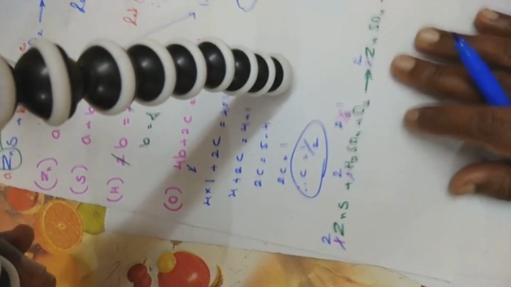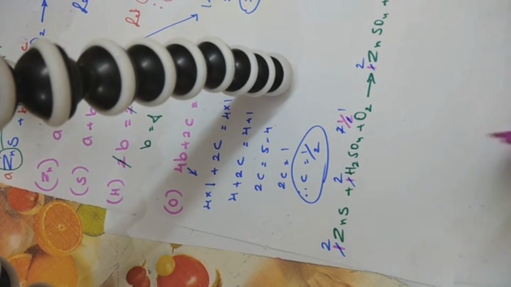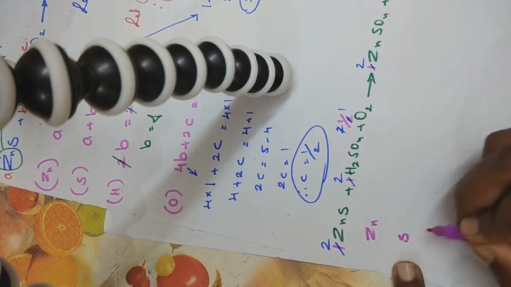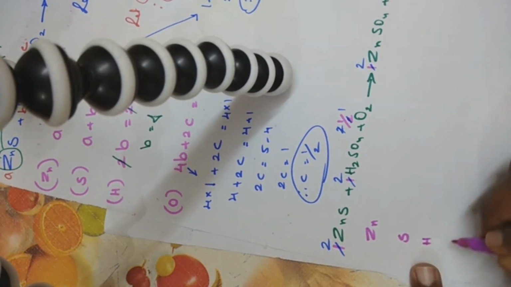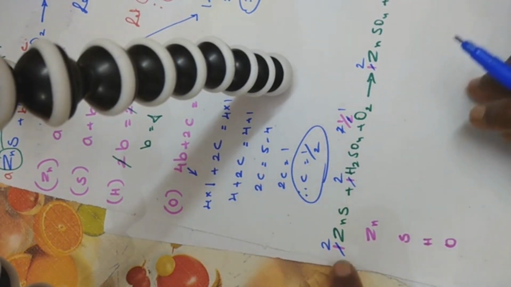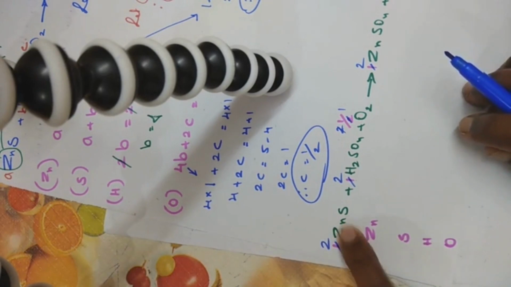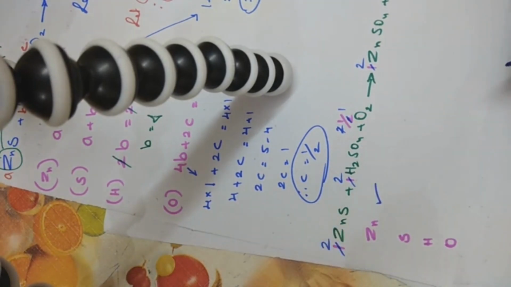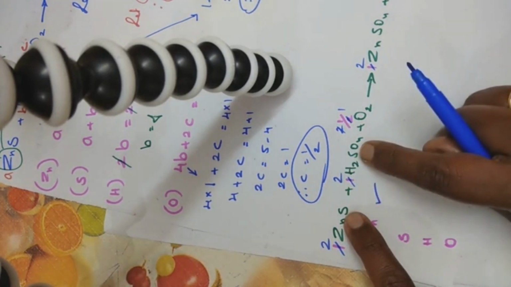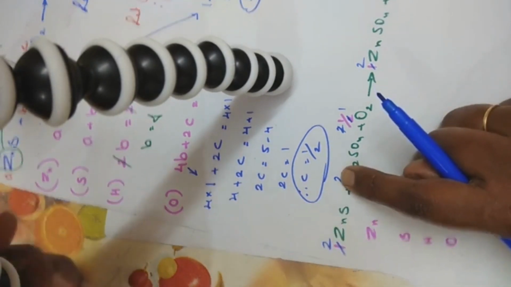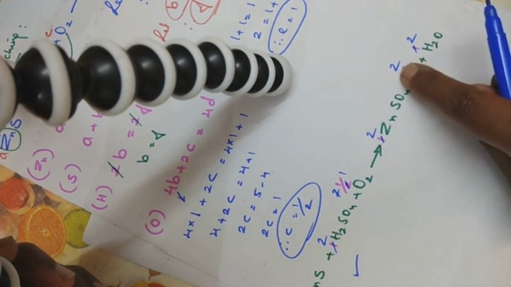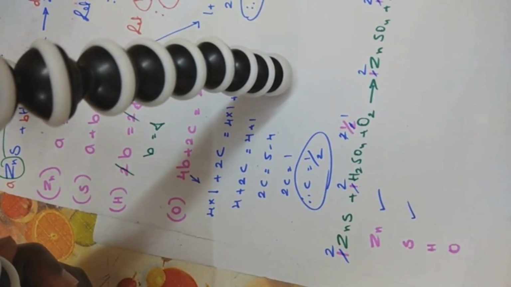Let's count whether the number of atoms is balanced. Zinc, sulfur, hydrogen and oxygen. How many times zinc do I have here? 2 times. How many times zinc here? 2 times. So zinc is balanced. Coming back to sulfur: 2 times sulfur, plus here again a 2, so 2 plus 2 will be 4. Look on the other side: 2 times zinc plus 2 times sulfur, 2 plus 2 will be 4. So sulfur is balanced.